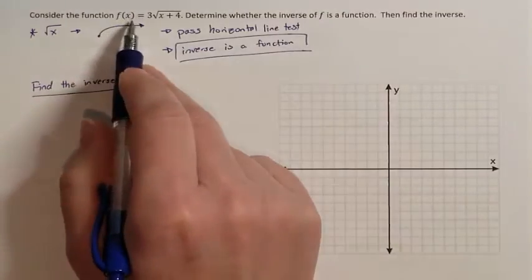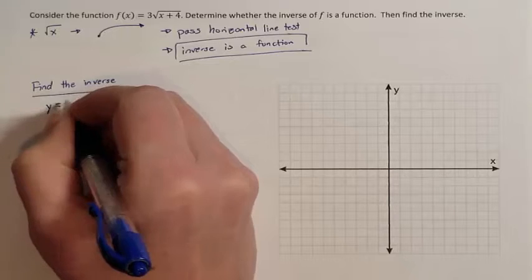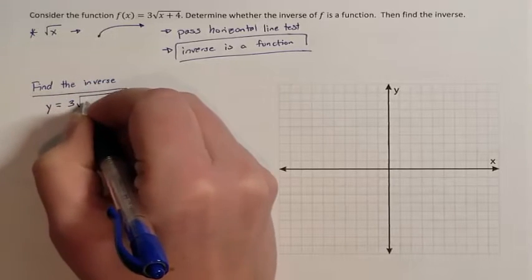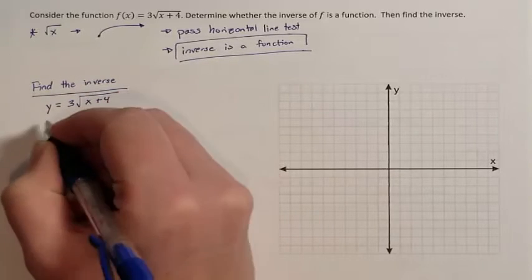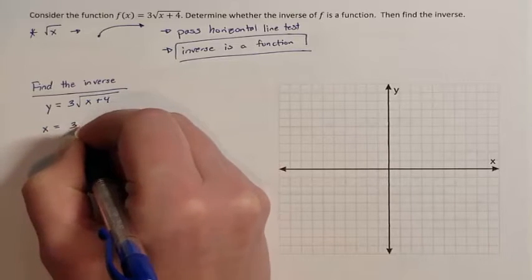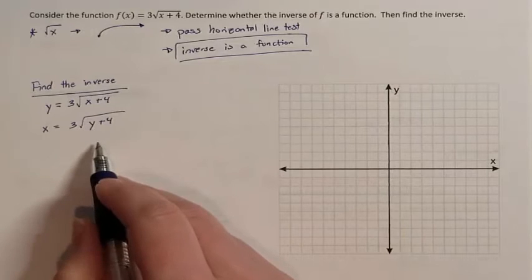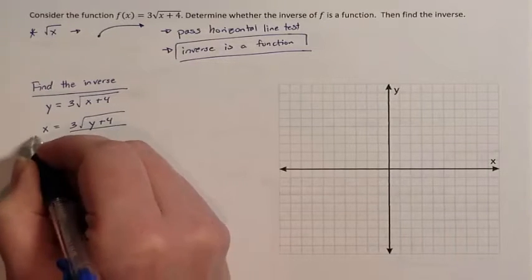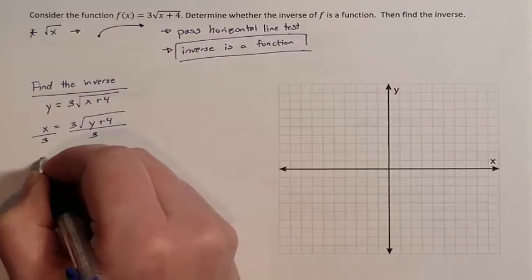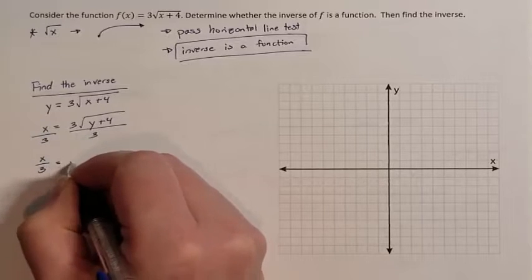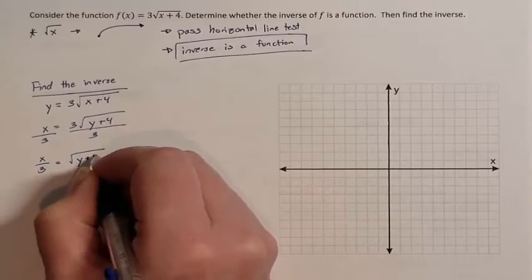So instead of f of x, we need to write y. So this is y equals 3 times the square root of x plus 4. I need to switch the x with the y's, and then my job is to solve for y. I have a multiply 3, so I divide both sides by that 3. So x divided by 3 equals the square root of y plus 4.